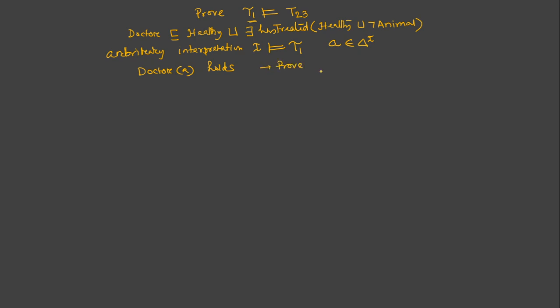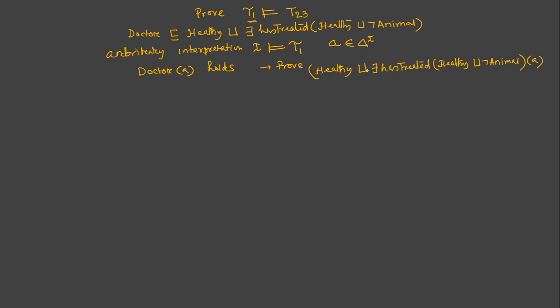And we got to prove that healthy union, their excess has treated healthy union or disjunction animal, and A is a member of this group, right? So this is what we got to prove, right? So how do we start really, right?